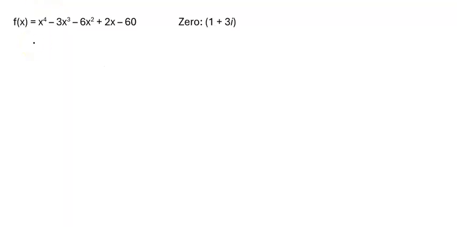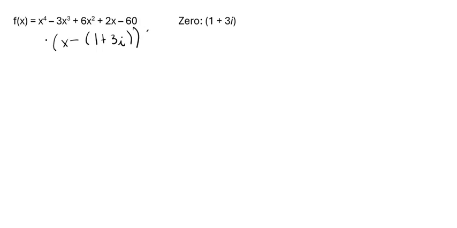Now let's look at example 6 on page 139. It tells us to factor this polynomial given that one of its zeros is 1 plus 3i. Now we know that complex zeros come as conjugates. So if 1 plus 3i is a zero, then 1 minus 3i is a zero. So we have two of our factors: one of them is x minus (1 plus 3i), and the other factor is x minus (1 minus 3i).